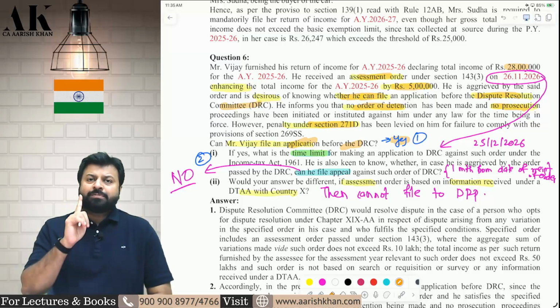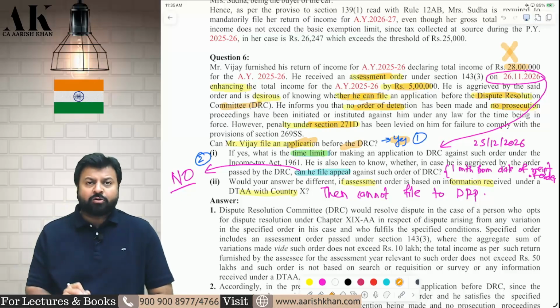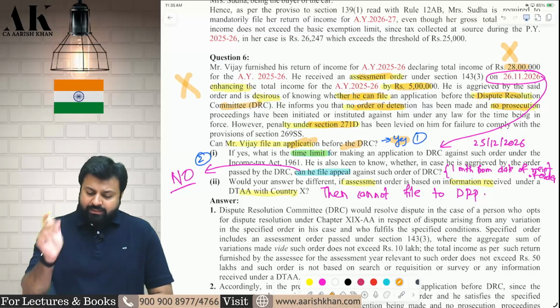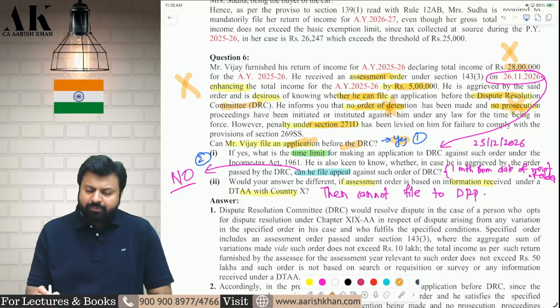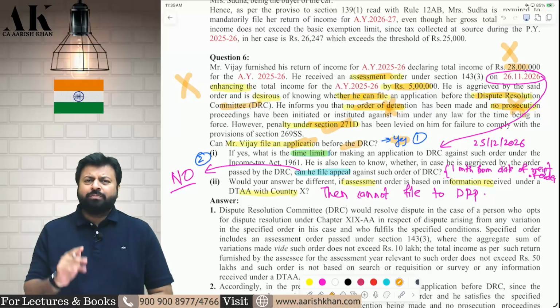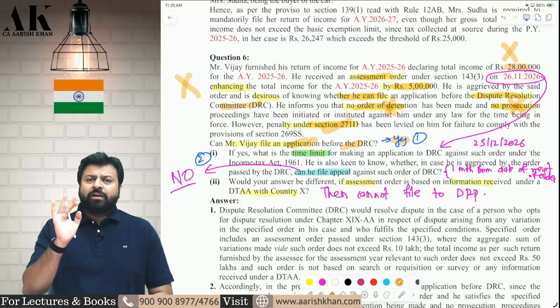Your total income as per your return of income should not exceed 50 lakh rupees, which is not exceeding 50 lakh. And the AO should not increase it by more than 10 lakh. The AO is not increasing more than 10 lakh. There should not be an order of detention against you. There is no order of detention against me. There should not be any prosecution against you. There is no prosecution against me. There can be a penalty against you. Penalty is there or not, it doesn't matter. All other conditions are fulfilled, therefore he can file an application.